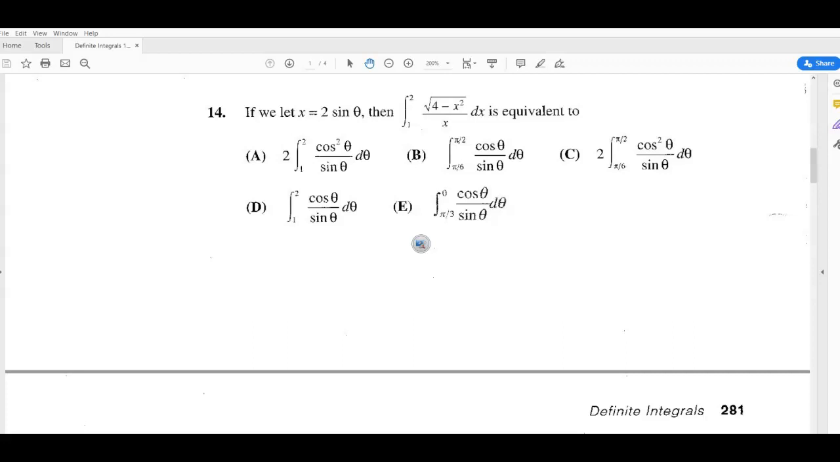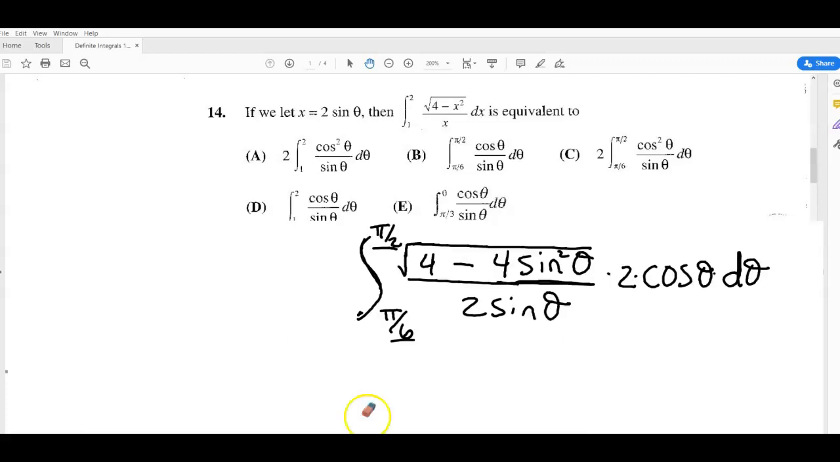Where did we go? I lost my work. Just a moment. So what I'm going to do then is, we just realized I can simplify this whole thing on the top here to be rewritten as 2 cosine theta.